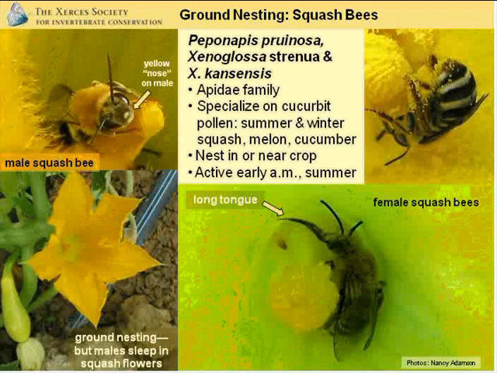Another extremely important ground nesting group in summertime is squash bees, and we have 3 species in the eastern U.S. Peponapis tends to be the more common species in the mid-Atlantic and farther north, and then as you go into Florida, Xenoglossa becomes more important.